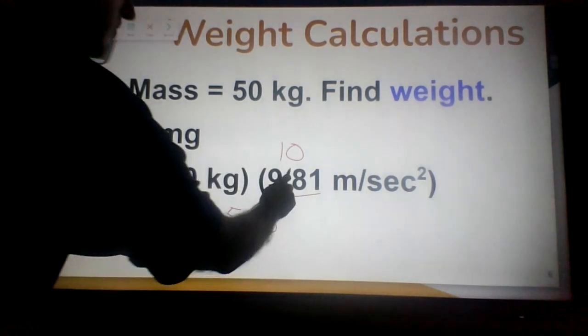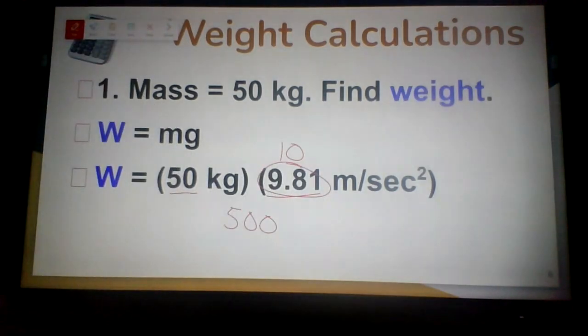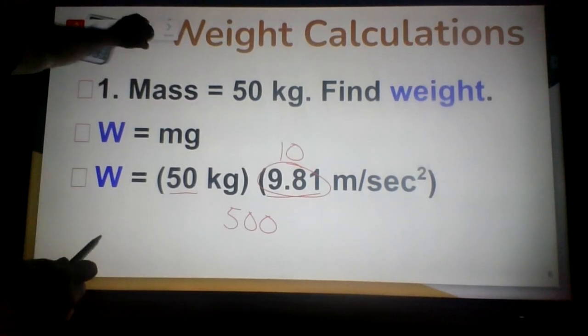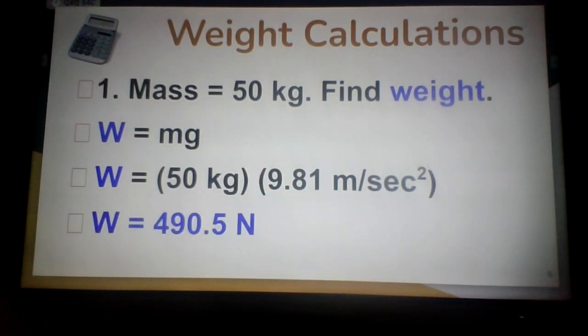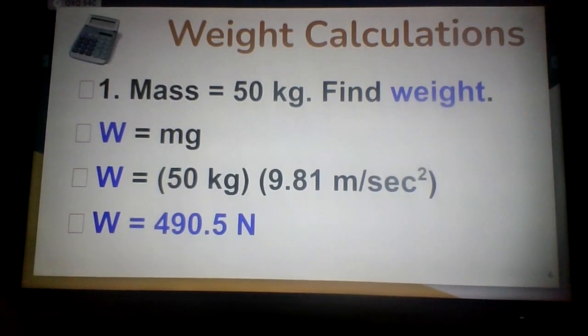Since I'm really multiplying by a little less than 10, then I know my answer has to be a little bit less than 500. And it turns out that will be correct. Multiply 50 times 9.81, we get 490.5.